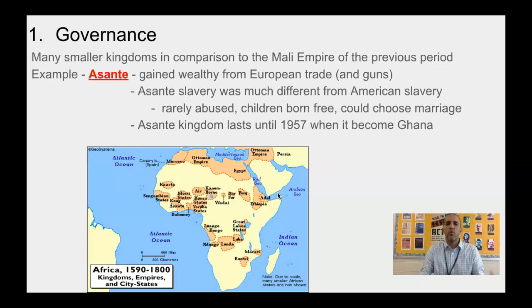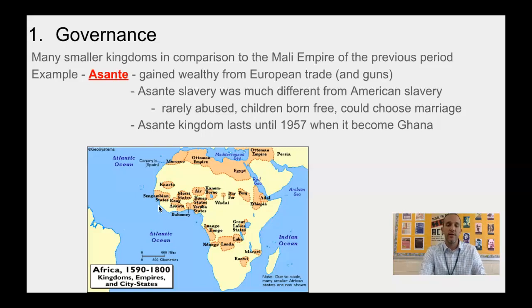I do want to make sure that we're all aware that slavery had existed in West Africa prior to 1450. There had been slavery in this region, and slaves were part of the circa 1200 to 1450 trans-Saharan trade route, and were being sold into the Islamic Empire up here. But that slavery is much, much different than the slavery that's going to take place in the Americas.